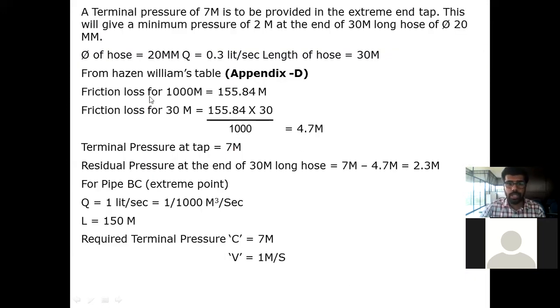So friction loss you can easily get from the Hazen-Williams table. You know the diameter is 20 mm, you know the discharge is 0.3 liter per second, and the length of the hose is 30 meters. So we are going to find what is the frictional loss, okay. So 0.3 liter per second and 20 mm.